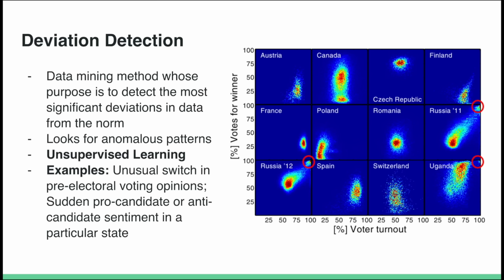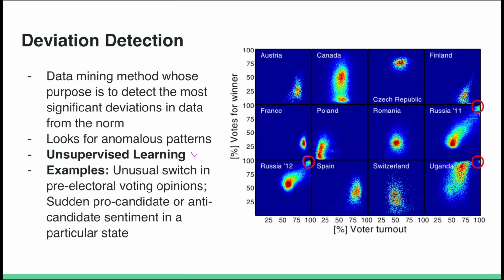And the last method that we're going to go through is deviation detection. This one's pretty easy. It's unsupervised learning, where we analyze a bunch of data and just see what stands out. We're looking for anomalous patterns or significant deviations from the norm. Right here, for example, we have this graph. Russia's probably a great example. For Russia, we have the percentage of votes for the winner and voter turnout.